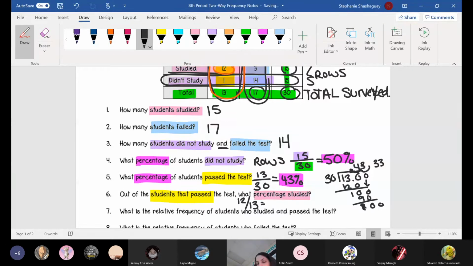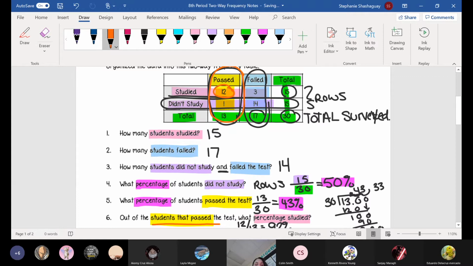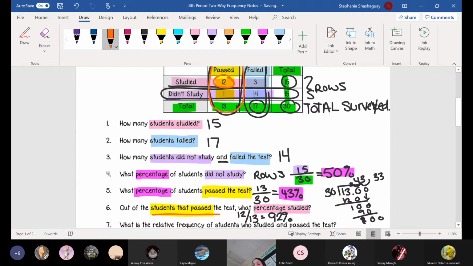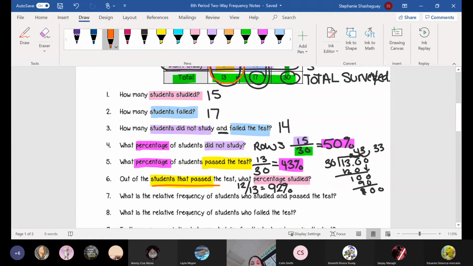12 divided by 13 is actually going to give you about 92%. Again, if you want to do long division to figure it out, you can, or you can just use a calculator. Okay, so you have to be careful what it's asking, because this is asking out of the students that passed the test. They didn't ask the students that passed and studied out of the total number of students. They just wanted to know out of the students that passed. So you have to use just that column total and not the whole total.